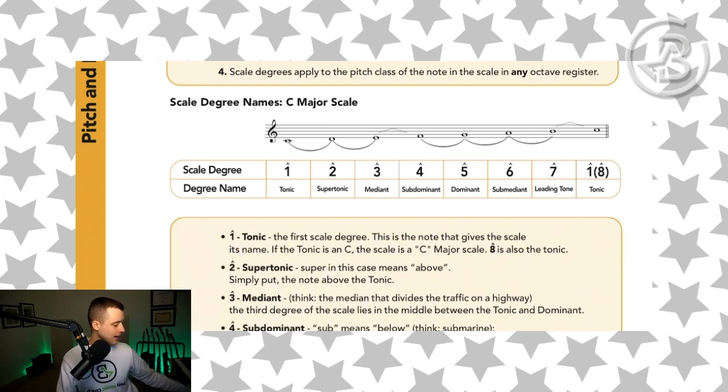So let's listen to that again. Tonic, supertonic, mediant, subdominant, dominant, submediant. Leading tone wants to go where? Back home to the tonic. So that's why it's called the leading tone, because it literally makes it feel like it wants to lead you back to the tonic. I will see you in the next lesson.